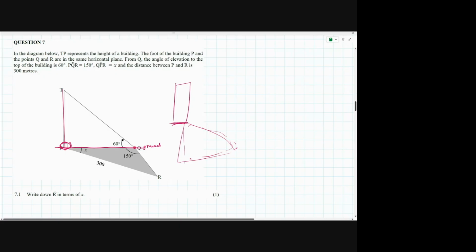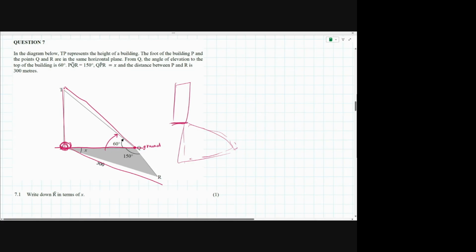From point Q, my angle of elevation up to the top of my building is 60 degrees. Then it gives me that PQR is 150, and I can see that on my diagram. QPR is X. It also tells me that the distance between P and R is 300 meters, so from the base of my building to some point on the ground is 300 meters.